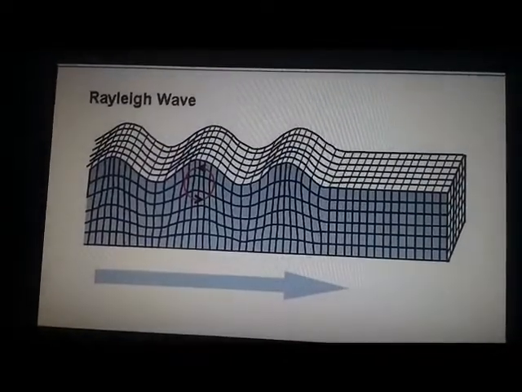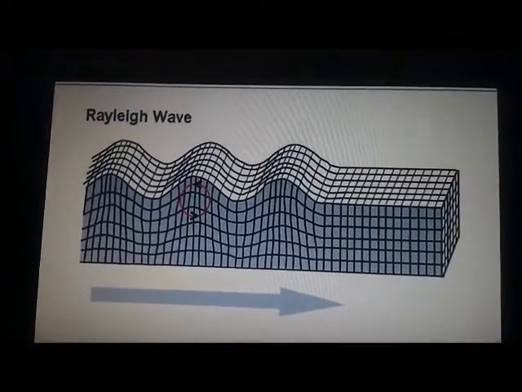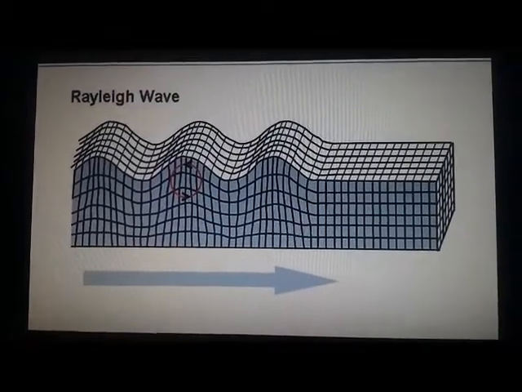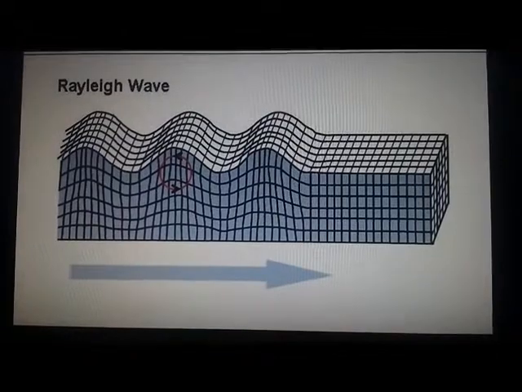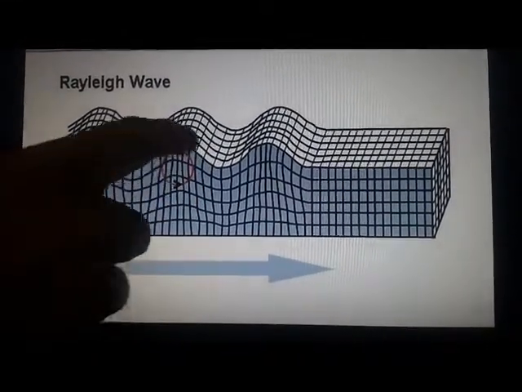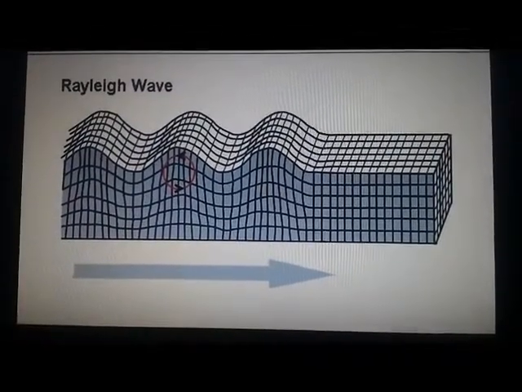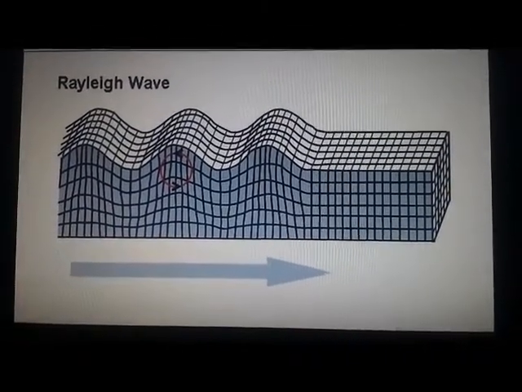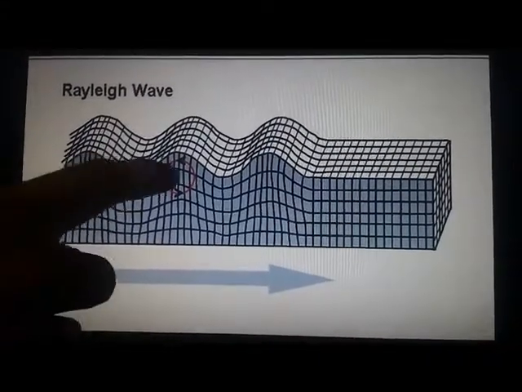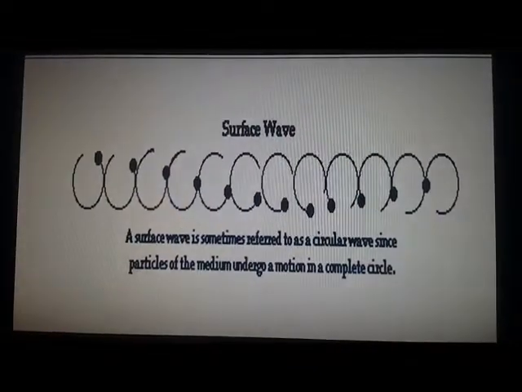Another one is called the Rayleigh wave. Most of the devastation is caused by this type of Rayleigh wave. These waves have a rolling motion, an up and down rolling motion, which makes buildings and other structures collapse due to the difference in inertia. So the Rayleigh wave is the most devastating. It is like an oceanic wave motion, with a circular or elliptical motion.